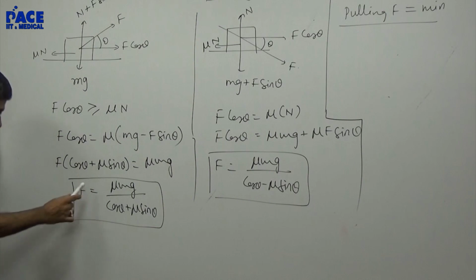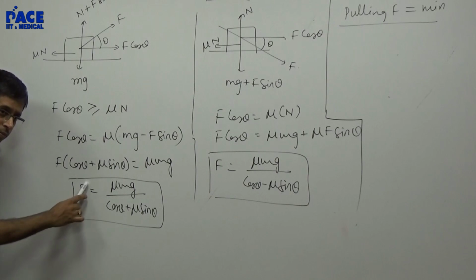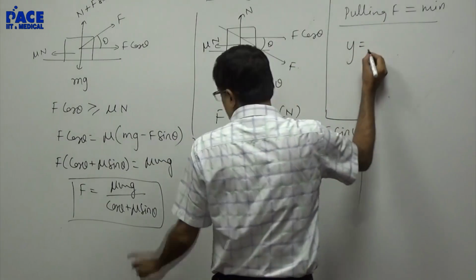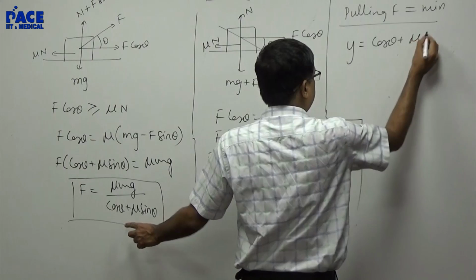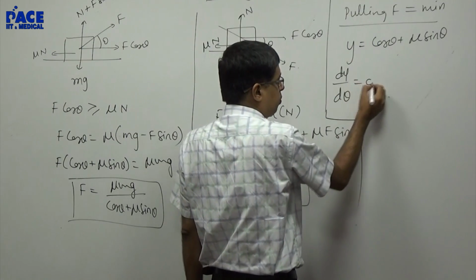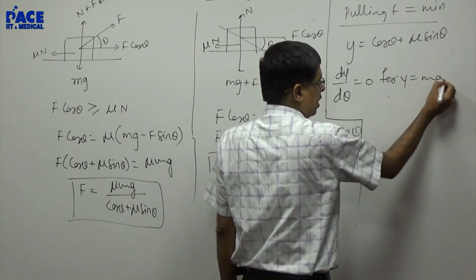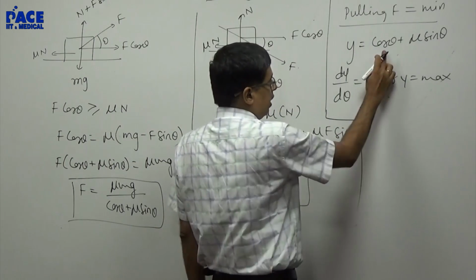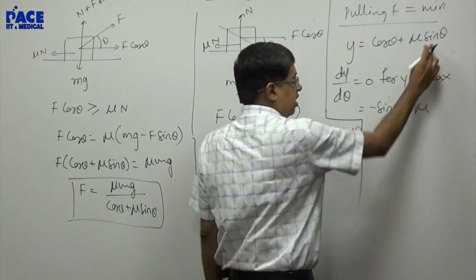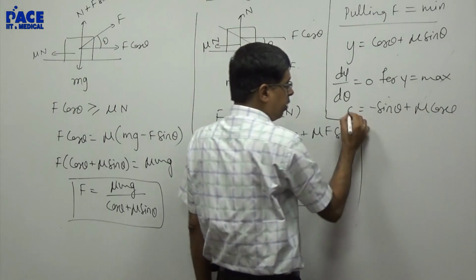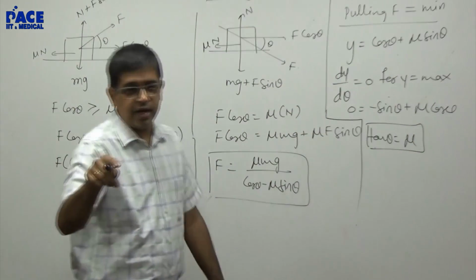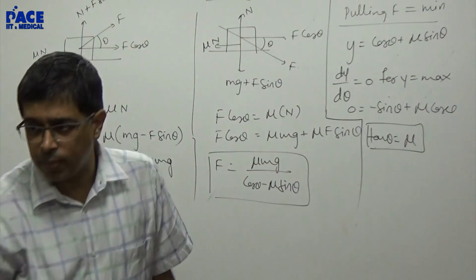Please observe this carefully. You want this force to be minimum. That means the denominator should be maximum. Let me call the denominator some function y, cos theta plus mu sin theta. dy by d theta should be 0 for y to be maximum. That will be differentiation of cos theta, differentiation of sin theta, equate it to 0. Tan theta is equal to mu is the angle at which I should pull for the force applied to be minimum.